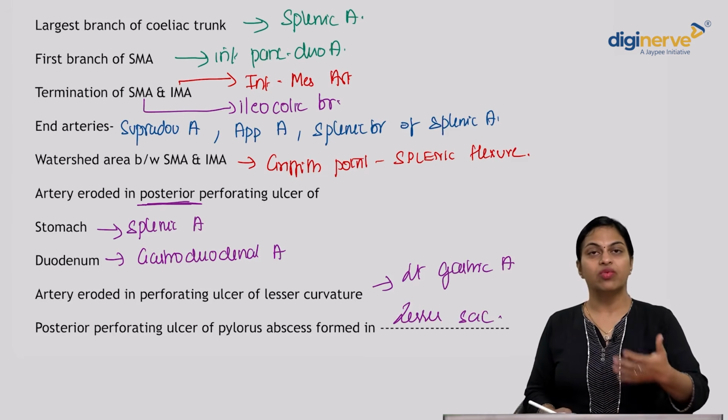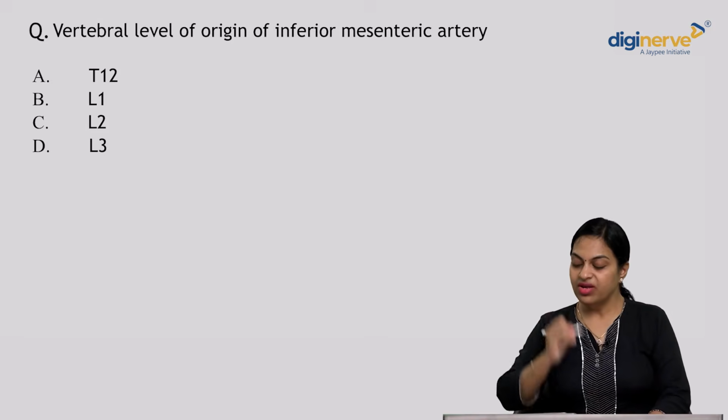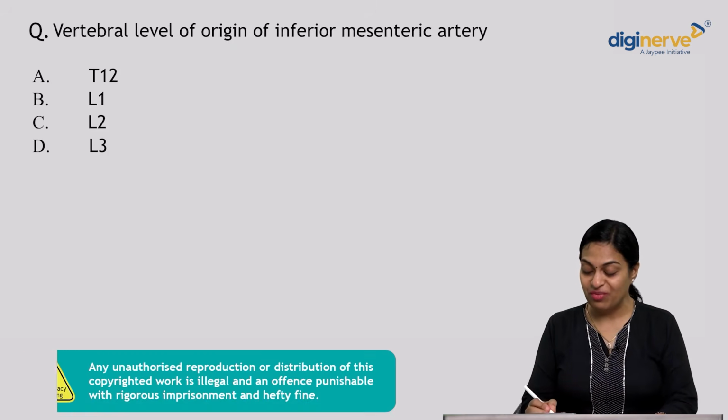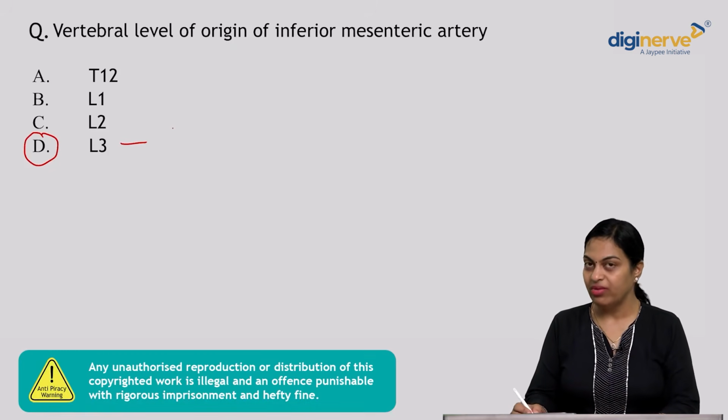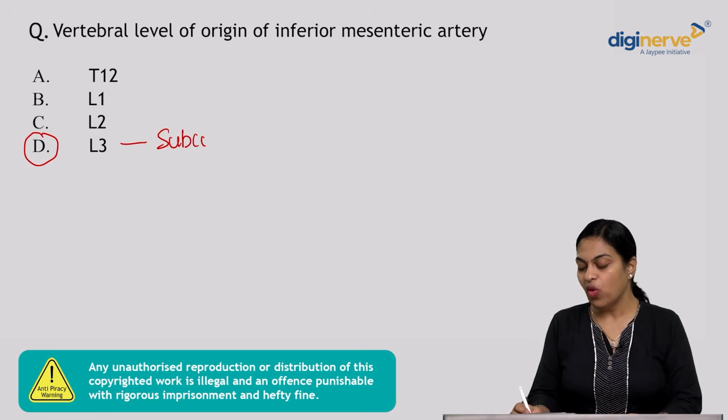So behind the stomach, we get to see the lesser sac. The vertebral level of origin of the inferior mesenteric artery is L3. Can you tell me what plane it is? The subcostal plane.